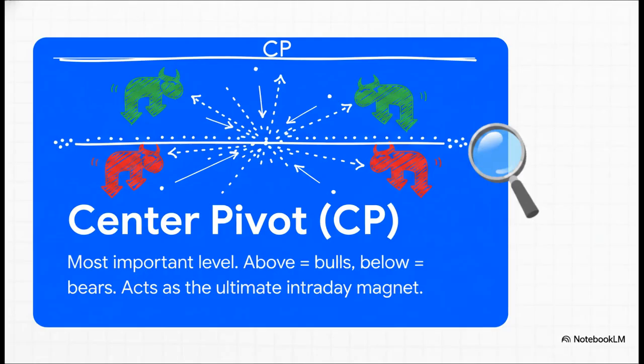We have to begin with the absolute most crucial piece of this entire map, and that's the center pivot, or CP. This single line dictates the core flow of the whole trading session. And the logic here is wonderfully binary. It's simple. If the price is above the CP, the bulls are in control. If it's below, the bears own the field. No matter how far the price strays, the system treats this center pivot as the ultimate intraday magnet that the price is constantly going to try and return to.